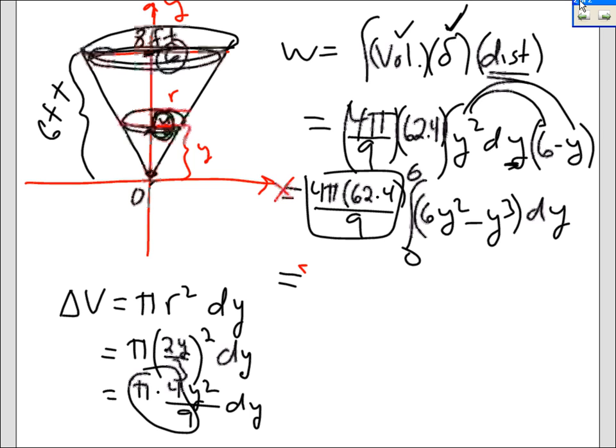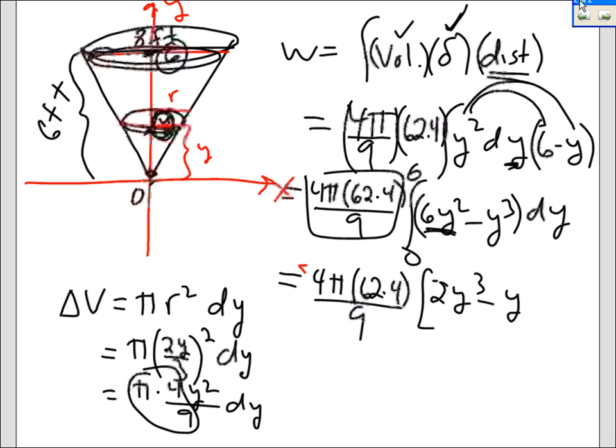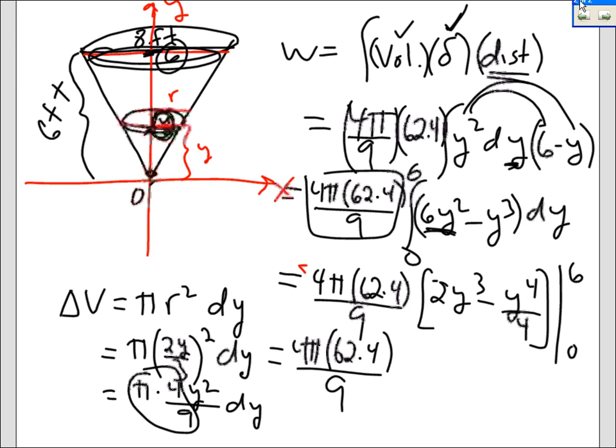So we get this number, whatever it is. Let's see if I wrote it down. No, I didn't. 4 pi times 62.4 over 9. This integral is 2y cubed, since the derivative of 2y cubed is 6y squared, minus y to the 4 over 4. And we are going to evaluate this from 0 to 6. Okay, so we get this silly constant in front. And since I don't use calculators, I always try to do things more easily.